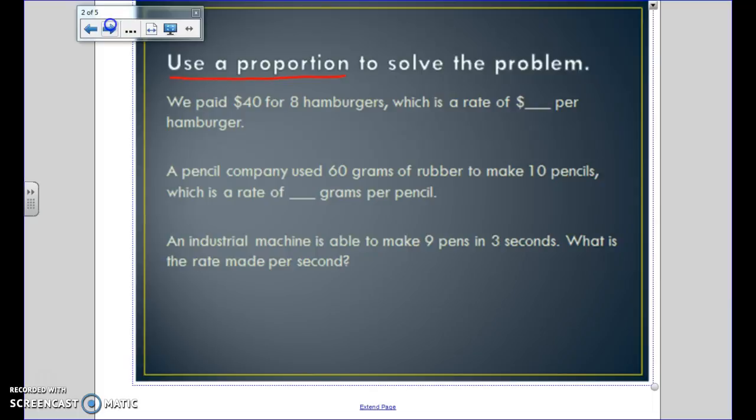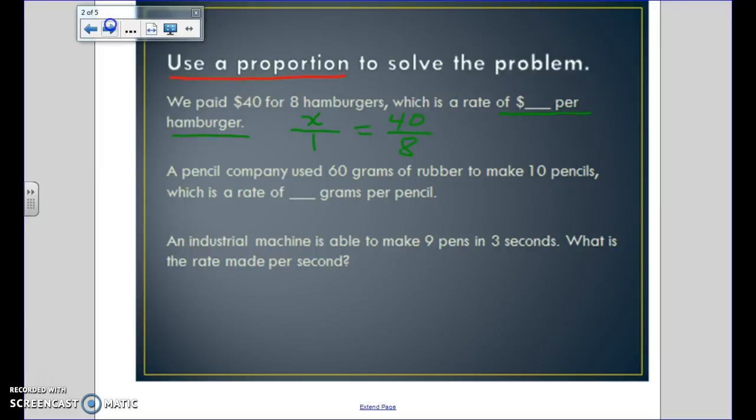It says we paid $40 for 8 hamburgers, which is a rate of dollars per hamburger. Okay, so I like to go right to my unknown first. Dollars per hamburger. So we don't know how many dollars, x, per hamburger, per one hamburger. And you might even want to write a little H in parentheses down there to remind you what you're talking about. Dollars per hamburger is equal to 40 for 8 hamburgers. Hey, looky there, we have a proportion.